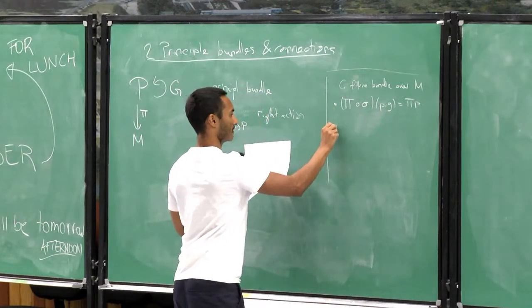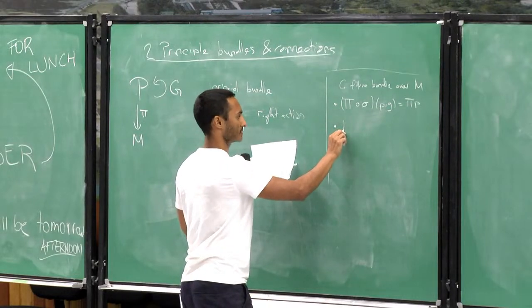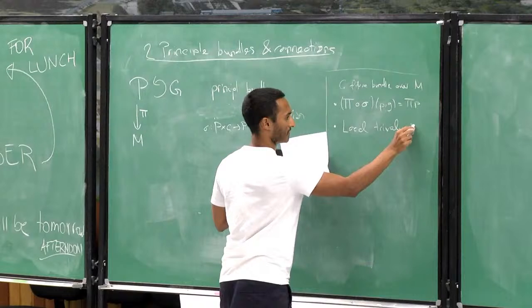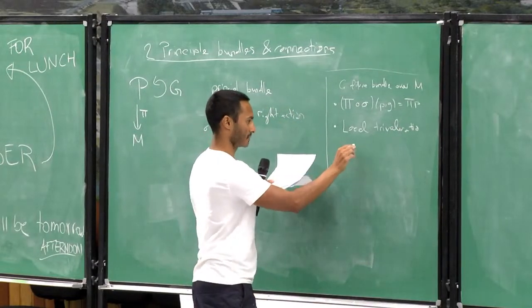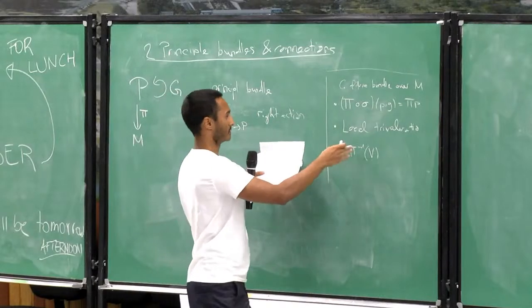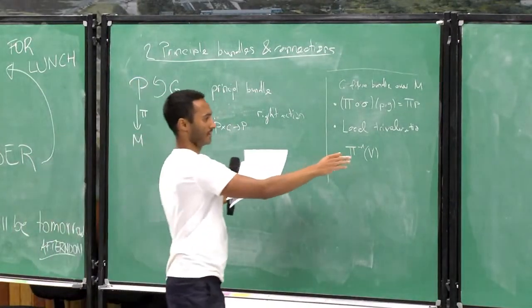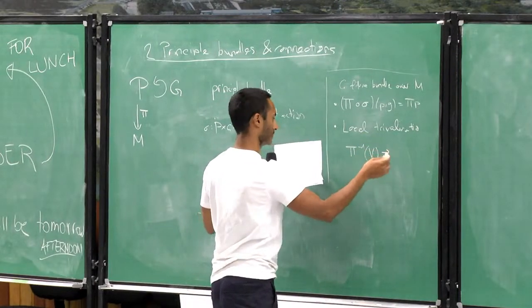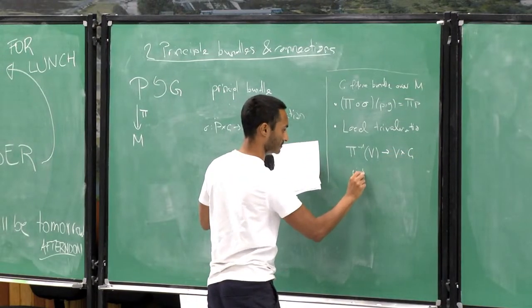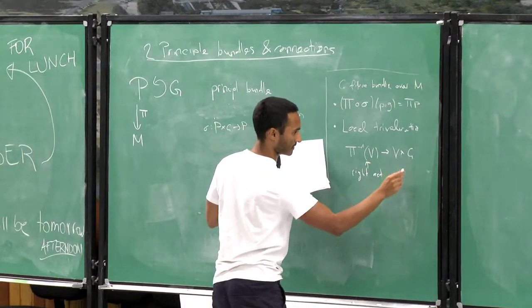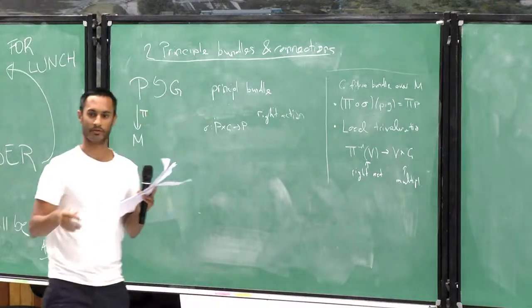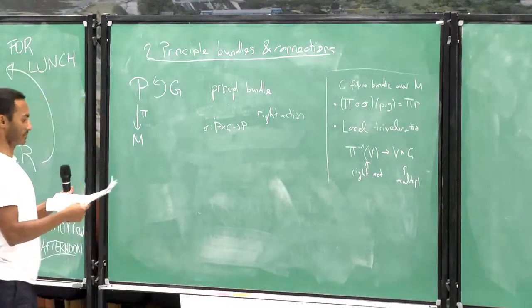And then there's also a local triviality condition. That is, we find charts such that around every point there's a neighborhood V of the manifold such that the backwards image of this neighborhood is locally diffeomorphic to V cross G, and the right action here is given by right multiplication in this local trivialization. So these are the two conditions one imposes.